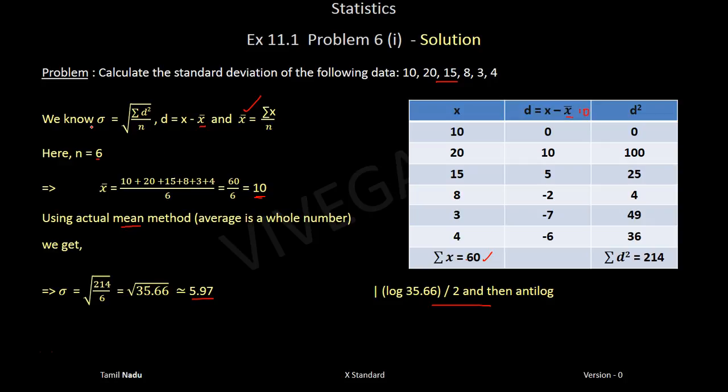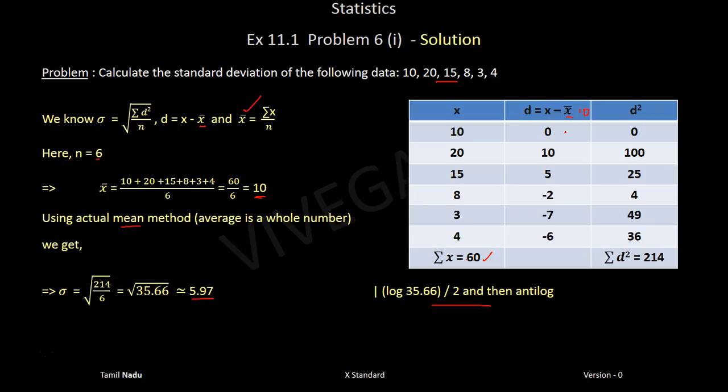And what is our standard deviation? Sigma, the standard deviation, equals the square root of the summation of D square divided by N. So we'll create a table with 3 columns. The first column is X, the second column is D, the deviation X minus X bar, and the third column is D square. Write out all the X values here. Now you'll have to fill this up.